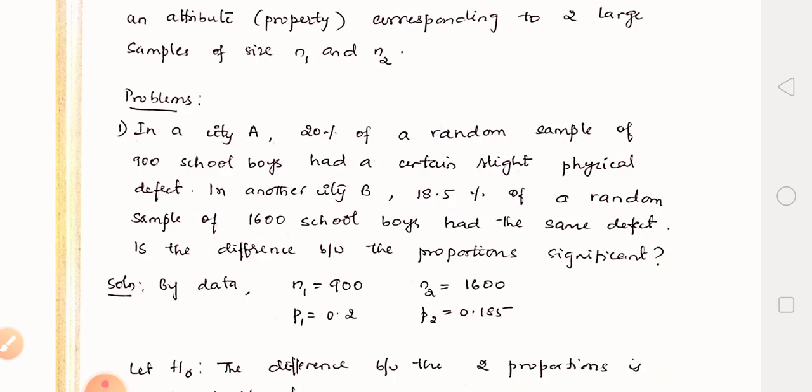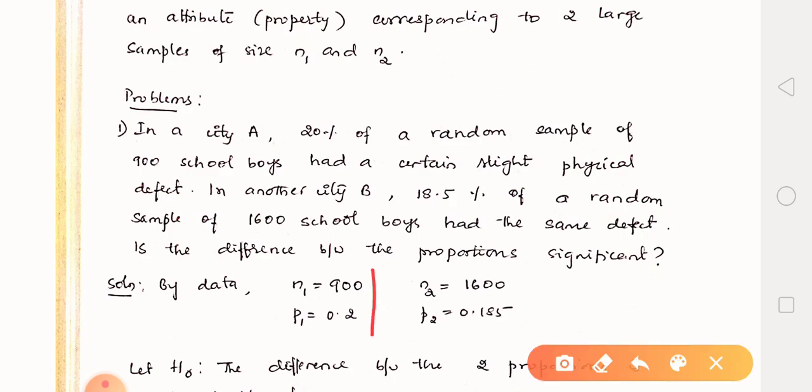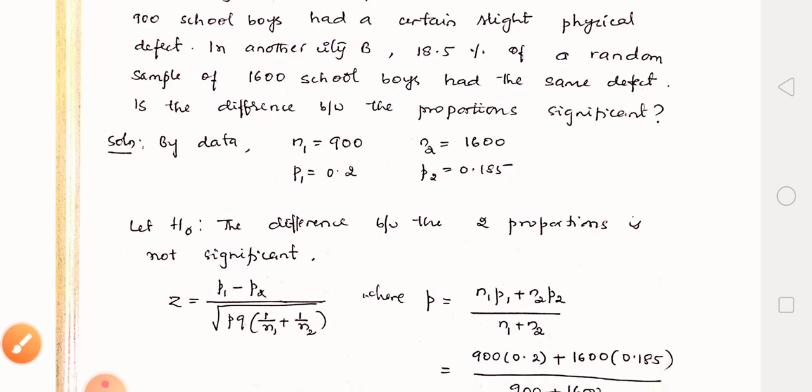So here we have two samples. We will list the properties. For the first sample, N1 equal to 900 and P1 equal to 20%, or 0.2. For the second sample, N2 equal to 1600 and P2 equal to 18.5%, which is the same as 0.185. We will make the hypothesis that the difference between the proportions is not significant. With this, we will proceed.